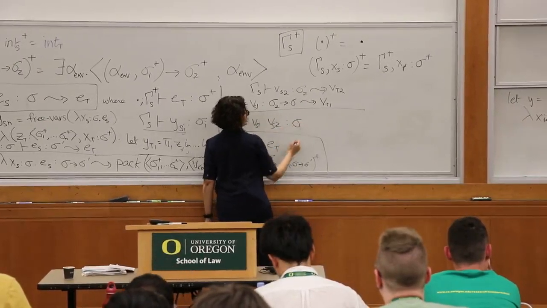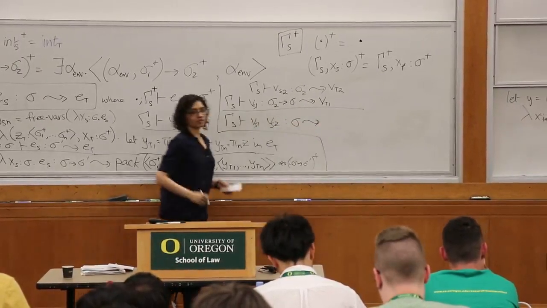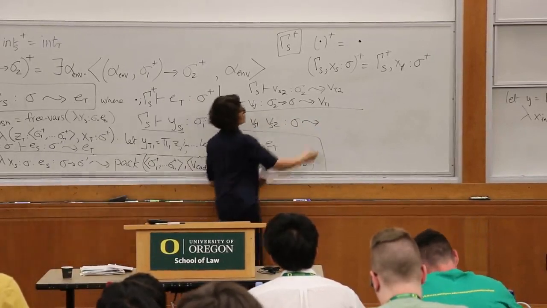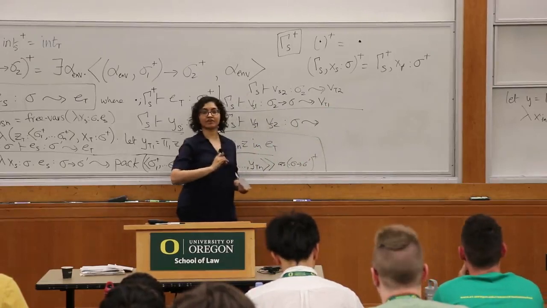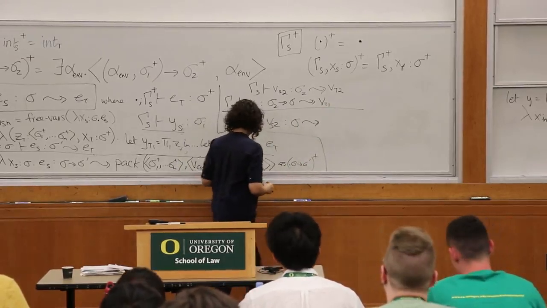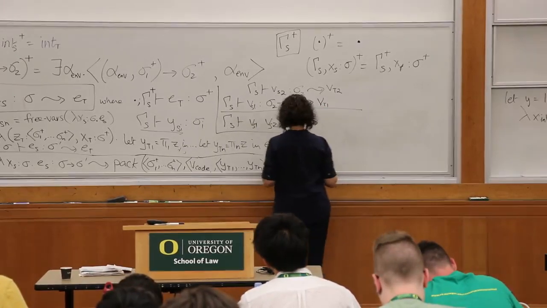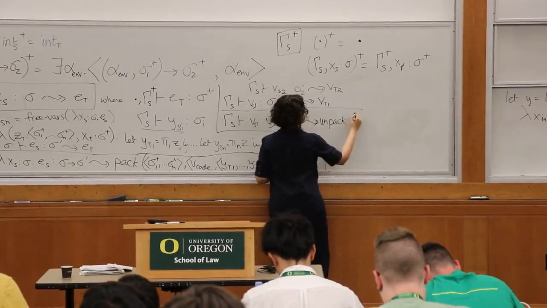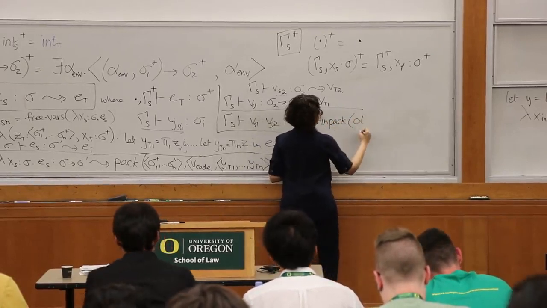So this has type sigma. And what do we want to compile it to? Well, we can't apply the VT1 directly to VT2, right? This is a package of existential type. It's a closure. So we have to unpack it. And we're going to say unpack alpha.